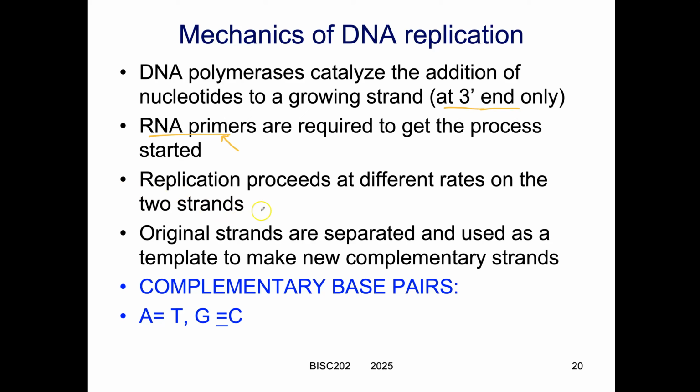The replication, of course, happens on both strands, but because of the direction of the DNA replication, always adding to the 5' end. One of the strands is called the leading strand, and the replication occurs more quickly and more efficiently on that strand. The other strand is called the lagging strand, and it has to be made in smaller pieces that then get stuck together, and we'll see why in a moment. And of course, the original strands are separated, and they're used as the template. The template is something you use to copy to make, in this case, new complementary strands.